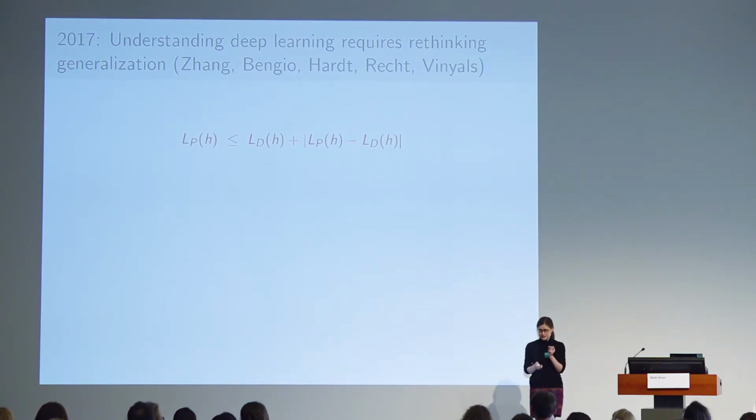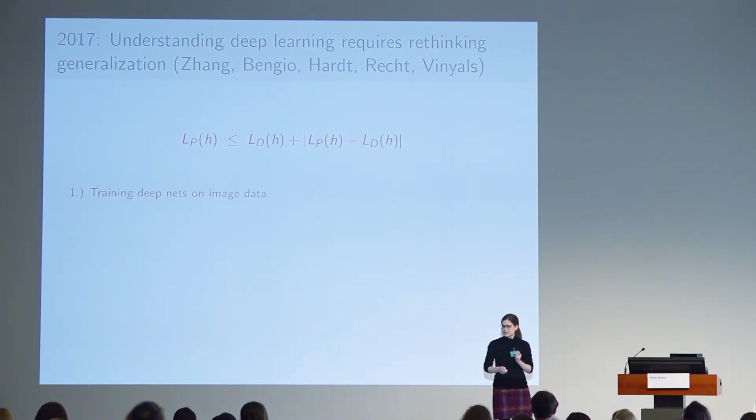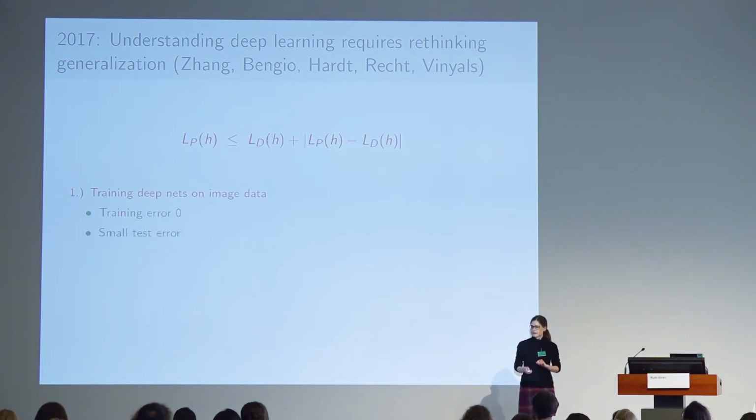So what they did is they did 2 experiments. They trained deep networks on some image data. And what happened is, training error goes to 0. So these really are high capacity classes that can fit your data really well. And they also generalize. So this is what should have been expected. And then what they did is they randomly permuted the labels.